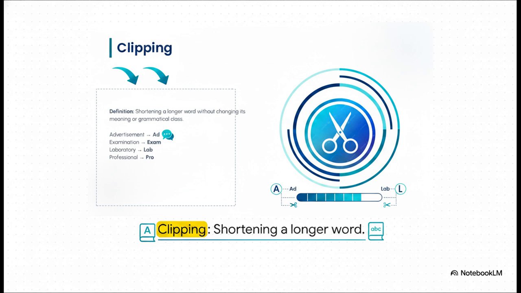Next up is process 5, clipping. Look, if there is one thing humans absolutely love, it's efficiency. We want to communicate as quickly as possible. Clipping involves shortening a longer word without changing its meaning or its grammatical class, purely for quicker pronunciation. That's why we clip advertisement down to ad, and why a laboratory is just called a lab in everyday conversation.